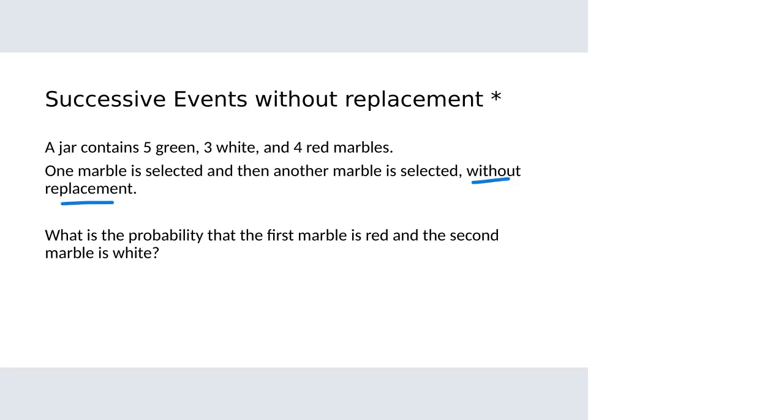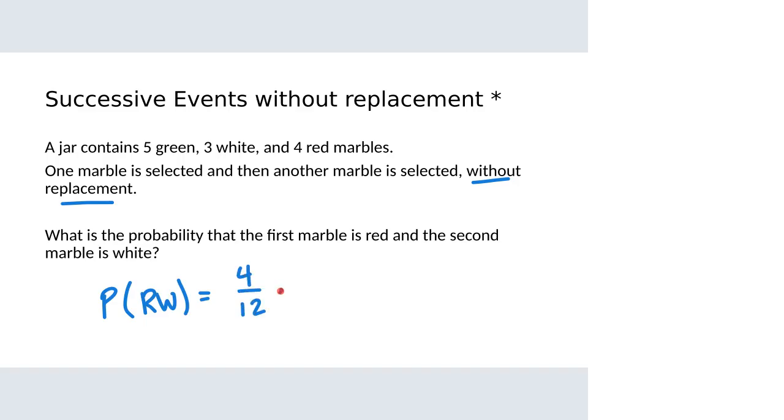What we're going to have here is we're going to draw these out, but this time it's going to be without replacement. We want the probability of red followed by white, and the probability of red on the first one, that's 4 out of 12.